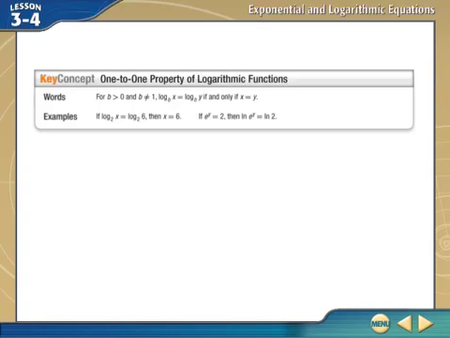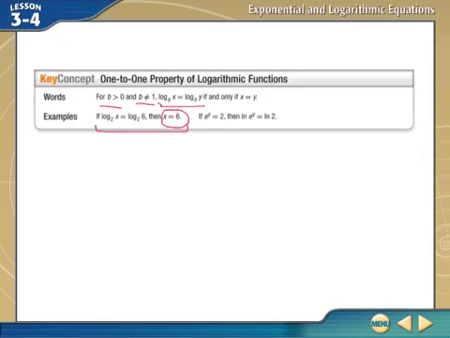The one-to-one property of logarithmic functions states that for b greater than 0 and b not equal to 1, log base b of x is equal to log base b of y if and only if x is equal to y. Some examples of that are log base 2 of x is equal to log base 2 of 6. If that is true, then x is equal to 6.